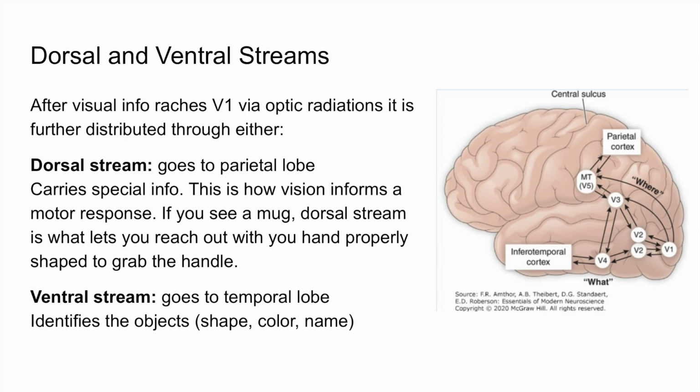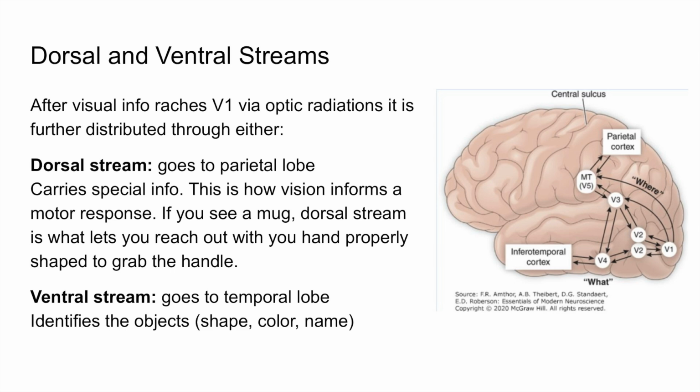The ventral stream projects from the occipital cortex to the temporal lobe, and that is the what pathway. It handles object identification, so shape, color, recognition, naming. This is how you know it's a mug and not a bowl, right? If this pathway is damaged, you can see the object and even reach for it correctly, but you can't identify it. So a classic example is called visual agnosia.